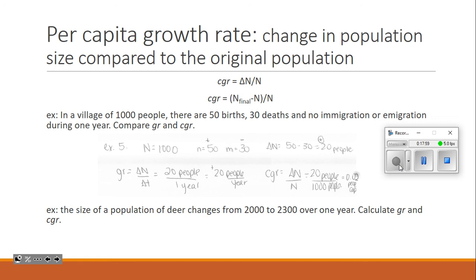If it was a multiple choice, one of the wrong answers would be the number that you got if you put 2,300 there instead of 2,000. If you have this, 0.15 deer per capita is the answer that you should get.